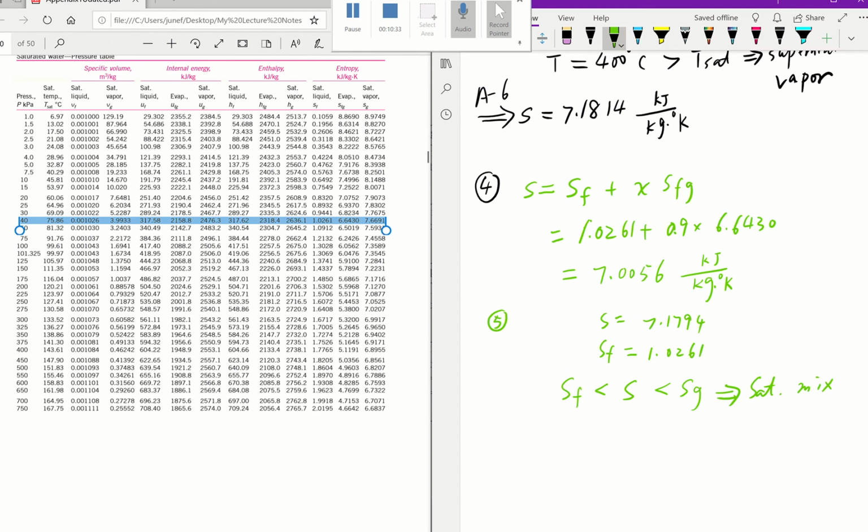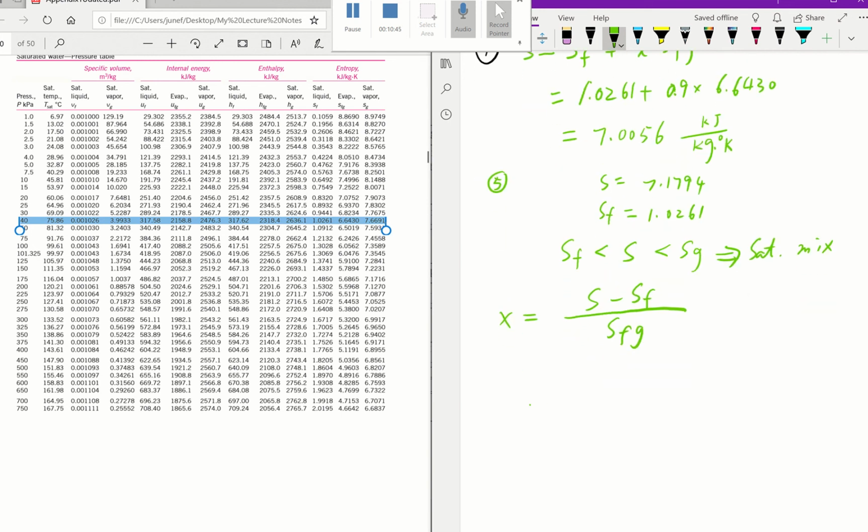So in that situation, we need to find our quality. And the quality equation will be like what we had before: S minus Sf over Sfg. And this given S is 7.1794, and Sf is 1.0261, and Sfg is 6.6430. And that will help us to calculate the quality. And I have the answer here. It's about that value.